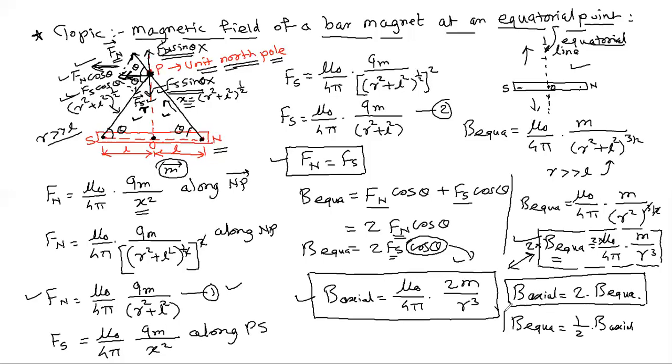So remember these two equations from the competitive point of view. And I hope today's two topics, the previous one, the magnetic field of a bar magnet at an axial line, and the magnetic field of a bar magnet at an equatorial line, are clear, and we have found the relation between these two. So dear student, you go through these two topics and try to remember these final two relations.